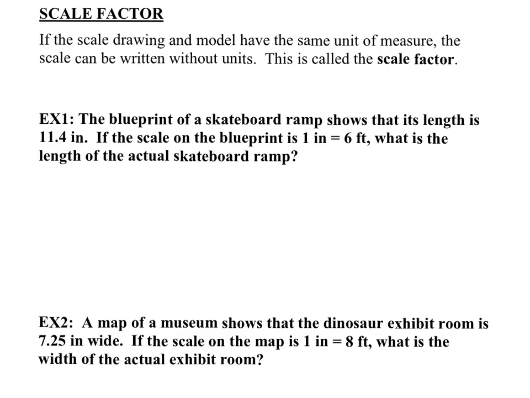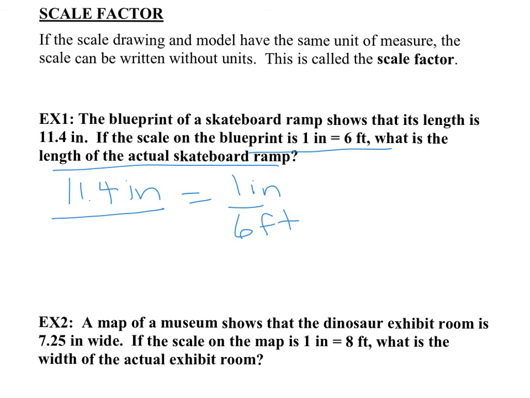So the blueprint of a skateboard ramp shows that its length is 11.4 inches. If the scale on the blueprint is 1 inch equals 6 feet, what is the actual length of the skateboard ramp? So in this case, we are given a scale factor of 1 inch for every 6 feet, which means if I know that the ramp in the blueprint is 11.4 inches, but I don't know how many feet that would equal in real life, that is my variable. So I set up the proportion, and now I can evaluate.